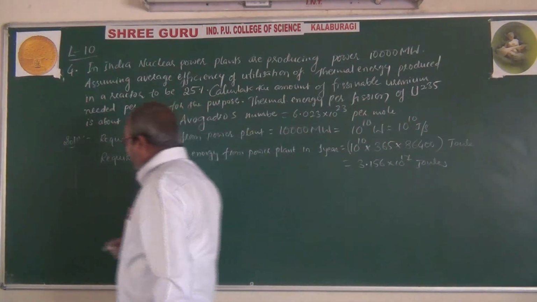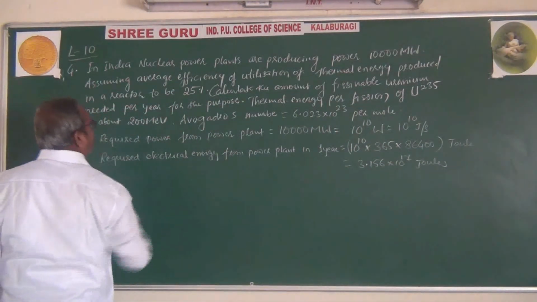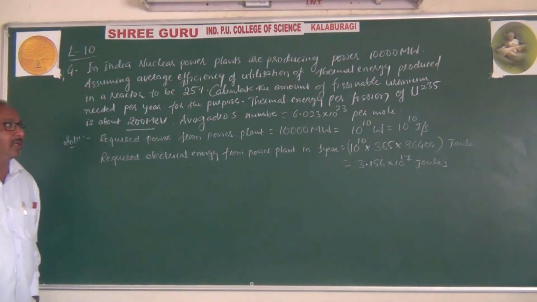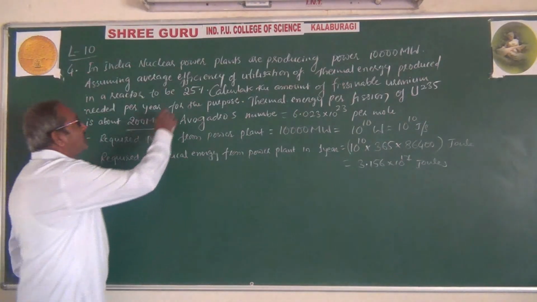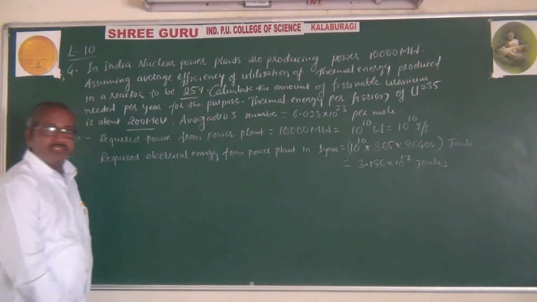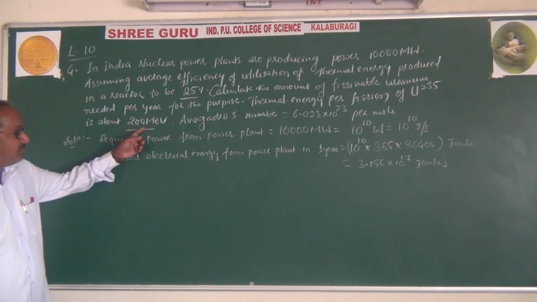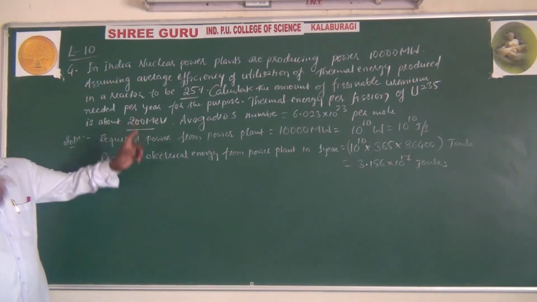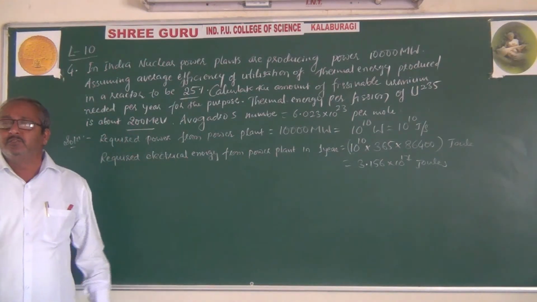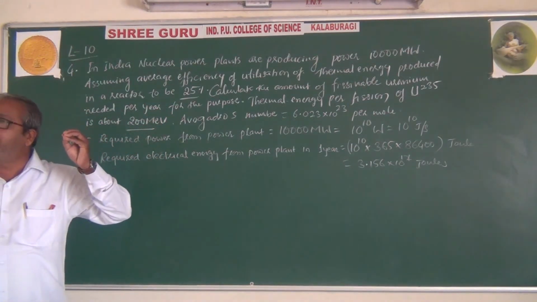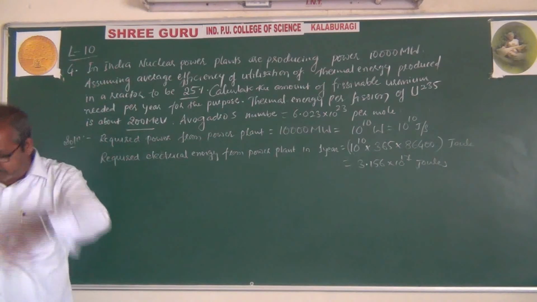How much energy do we need, and from what? Thermal power plant. Each fusion gives how much? 200 mega electron volt. What percent is utilized? 25% is utilized. Only 25% of this thermal energy is converted into electrical energy. So that means 25% of 200 will get 50 mega electron volt in each fission.